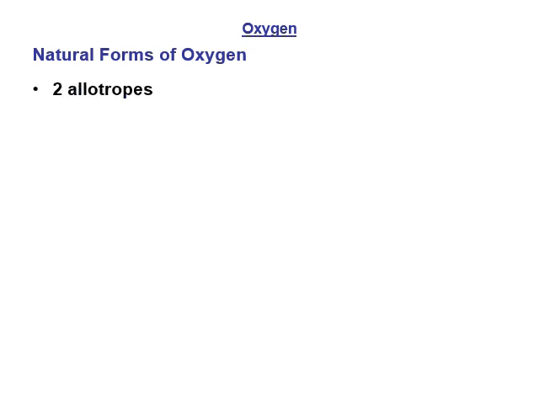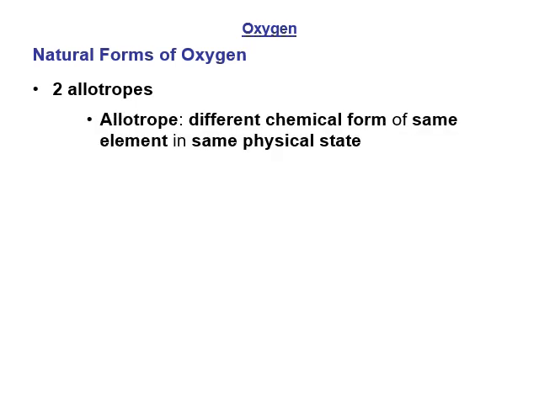You find two natural forms of oxygen. Oxygen has two allotropes. An allotrope is an element that is in different chemical forms, but in the same physical state. So, for instance, dioxygen and ozone for oxygen are the two allotropes. They are oxygen and they're gases, but they're just in different chemical forms.